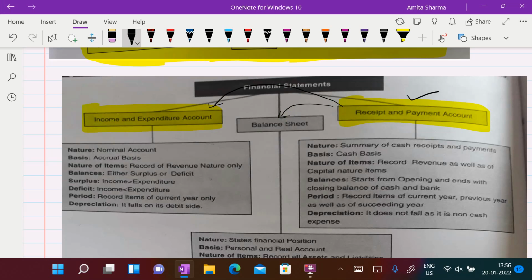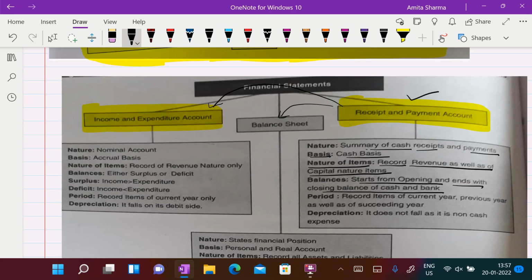Dear students, receipts and payment account is a summary of cash. It is just like a cash book, receipts and payments. It is prepared on cash basis, whatever you are receiving. On the debit side, or your left hand side, all receipts will be entered, and on your right hand side, all payments will be entered. In nature of item, it records revenue as well as capital nature of items, whether they are of revenue nature or capital nature. Balances, dear students: this account starts from opening balance and ends with closing balance.